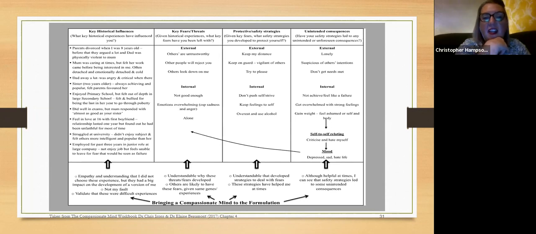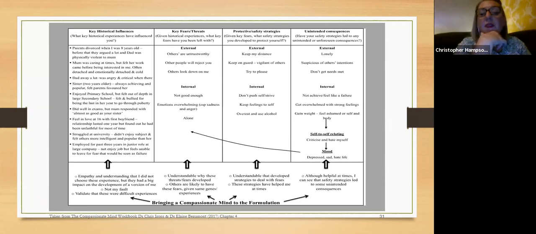So key fears and threats. Given historical experiences, what fears have you been left with? If we look at this one: parents divorced when I was 8 years old, before that they had argued a lot; others untrustworthy; other people will reject me, and so on and so on. But we would explore the external threats and the internal.